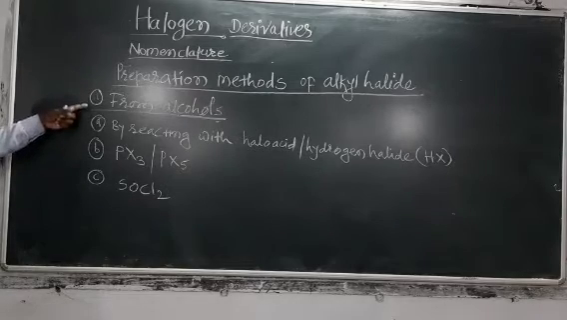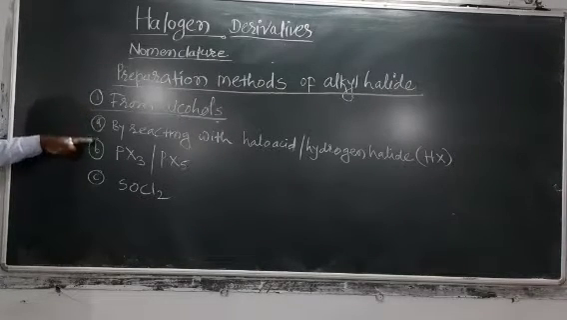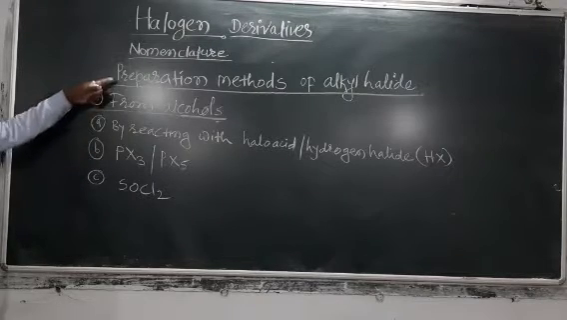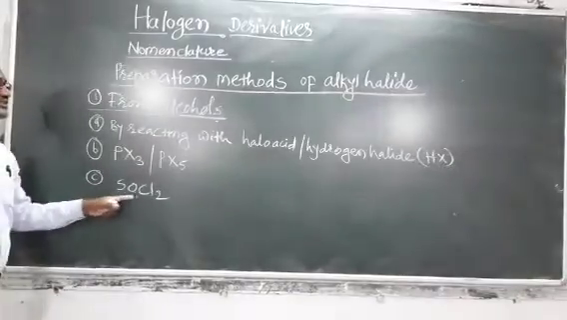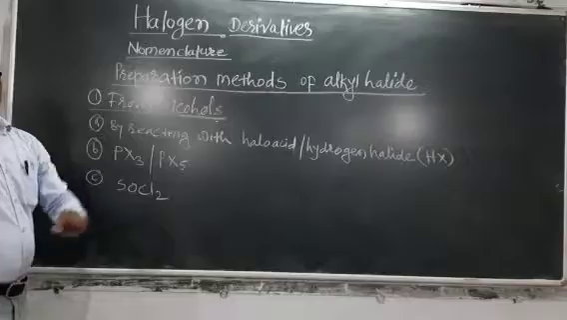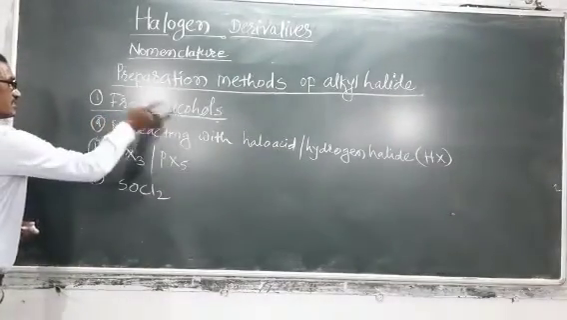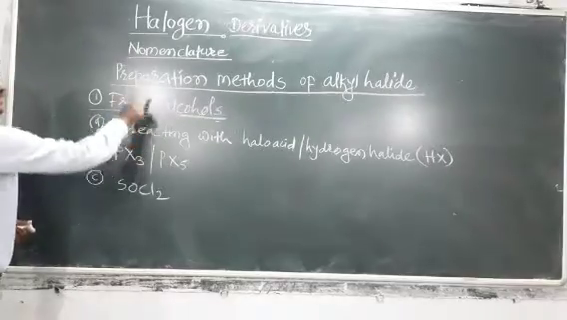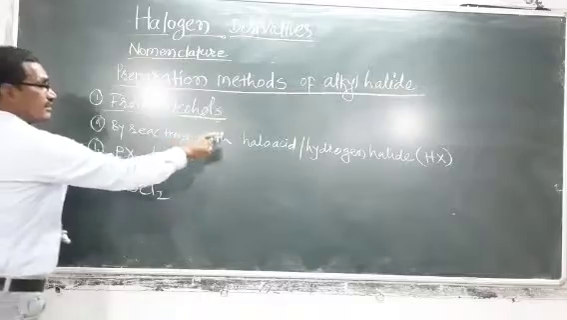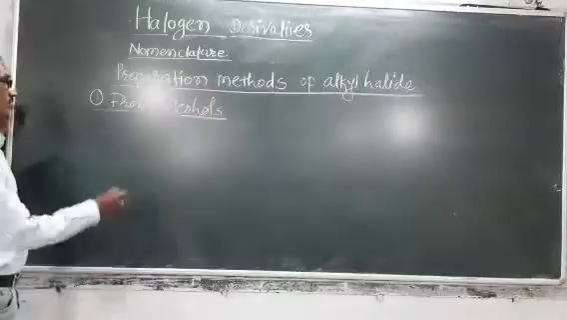When alcohol is reacted with HX, it will give alkyl halide. When alcohol is reacted with PX3 or PCl5, it will give alkyl halide. When alcohol is reacted with SOCl2, that is thionyl chloride, it will also give alkyl halide. First of all, we will start from alcohols. In that, we will prepare halogen derivatives by reacting HX with alcohol. Look toward the board.